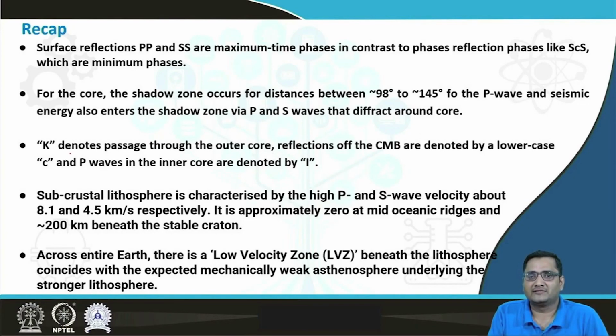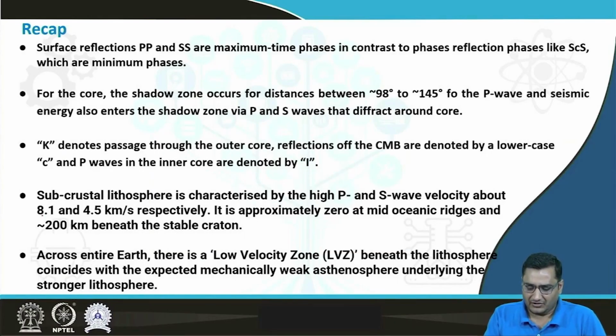As it enters, it converts to the K wave, and reflections off the core mantle boundary are denoted by lowercase c, and P waves in the inner core are denoted by I. Similarly, the S wave in the inner core is denoted by J, and as I told you in the previous module, the J phases are generally weaker on the seismogram and they come later onto the seismogram. That's why they are very rare to record.